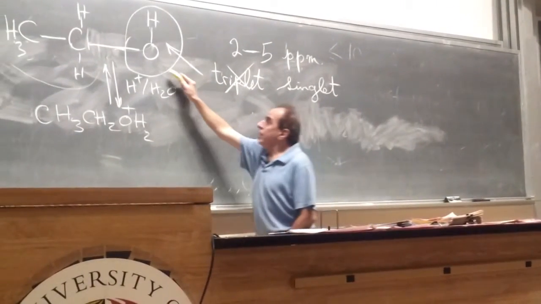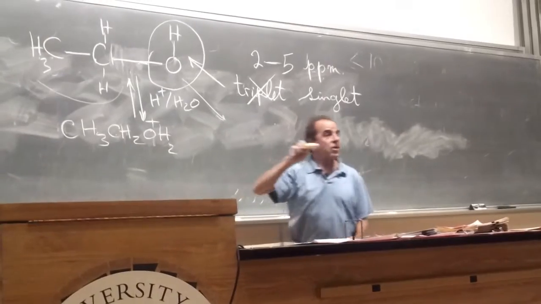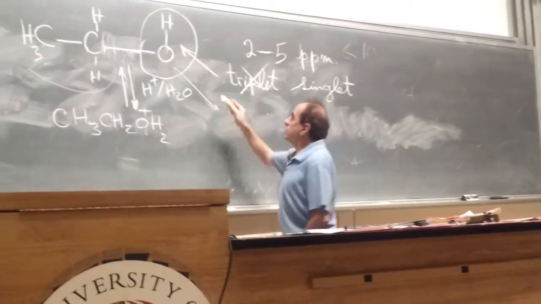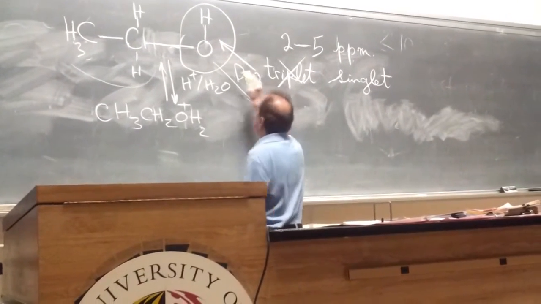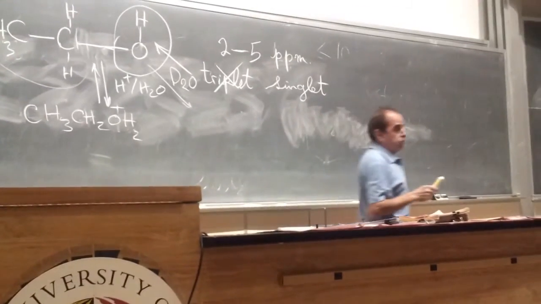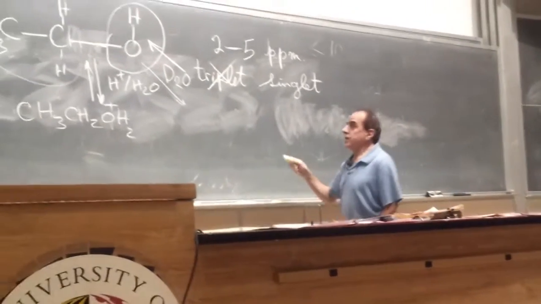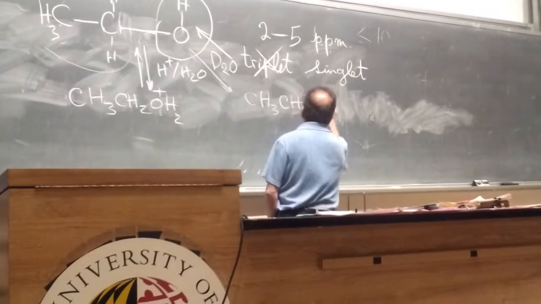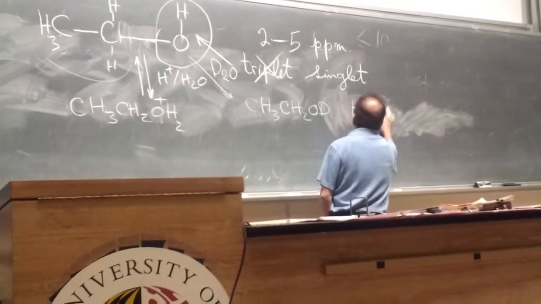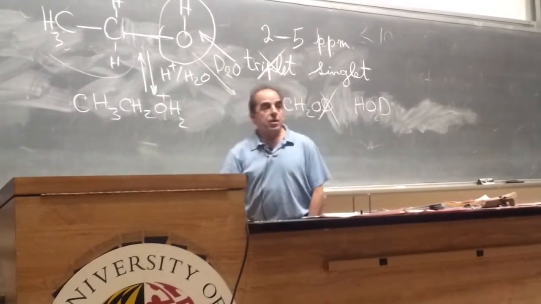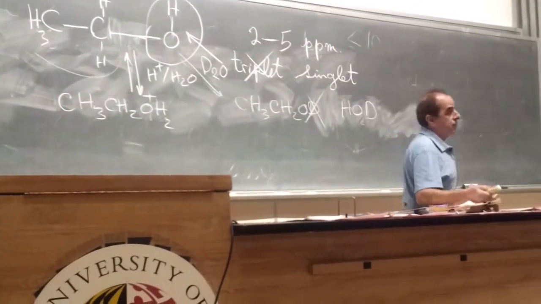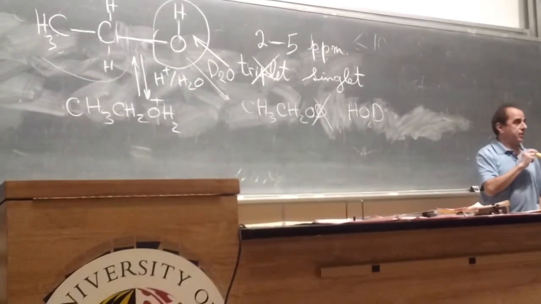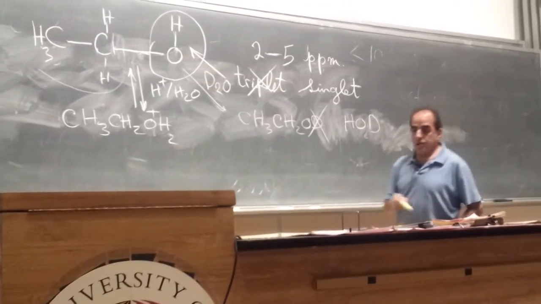Now, the other time that you do not see a signal at all for OH, not even a singlet, is when you have deuterium exchange. If your NMR solvent was D2O, that actually undergoes exchange to CH3CH2OD and HOD. And this doesn't show an NMR signal, therefore you don't see even a signal for the alcohol. But I can assure you, in your exam, you have a signal, and that's going to be a singlet. So let's not waste any time on this.